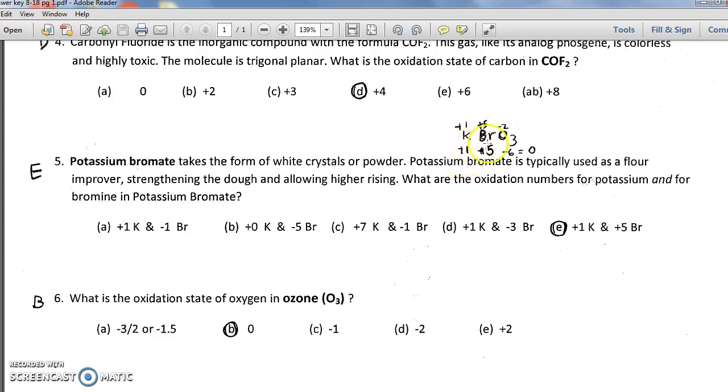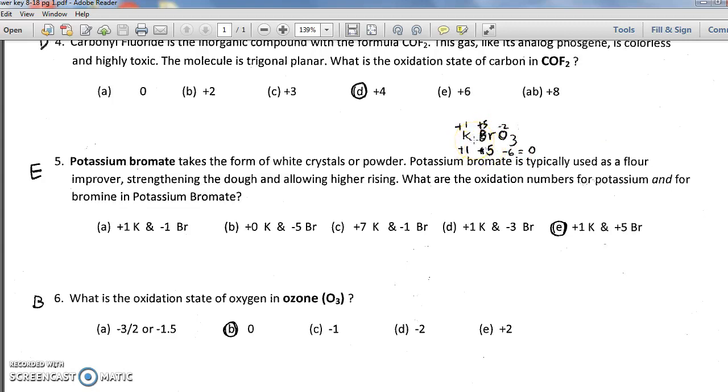So we're going to begin to assign numbers here. Oxygen has the highest electronegativity of all of these. Bromine, I think, is 2.8. Oxygen's 3.5. So oxygen's going to get its negative, -2. We have 3 oxygens at -2, so the total is -6.